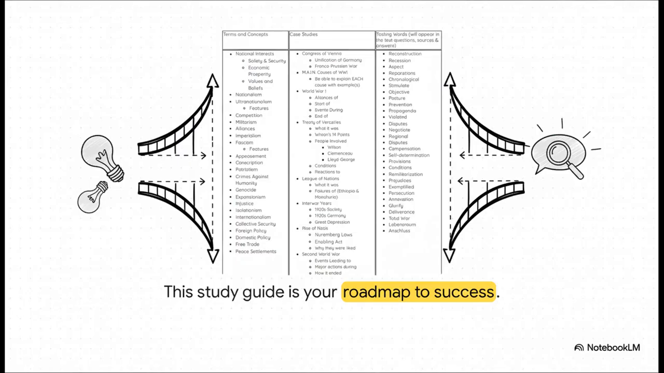All right, let's dive in. This study guide right here, this is our roadmap. It's got everything you need broken down into 3 columns. First, the big ideas, the concepts. Second, the historical events where those ideas actually happened. And third, the specific vocabulary you need to use to sound like you know what you're talking about and get those top marks. Our whole goal here is to build bridges between these 3 columns.